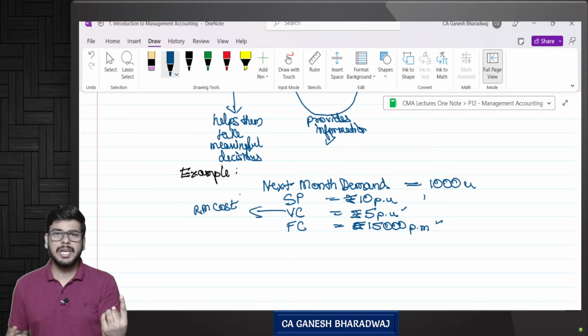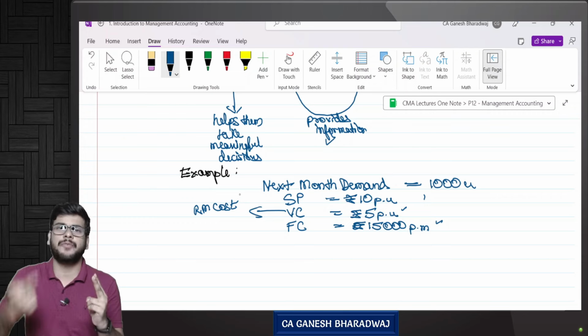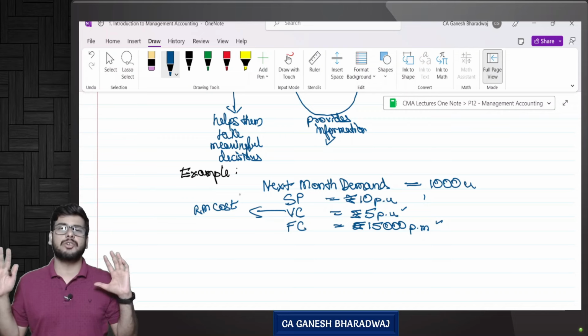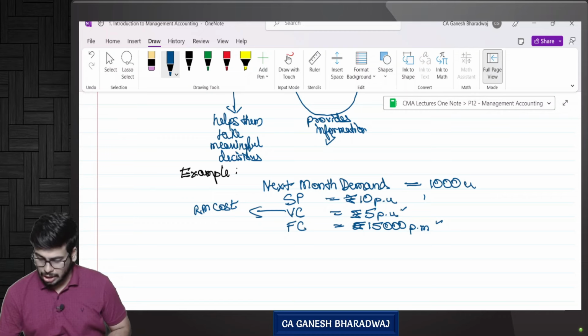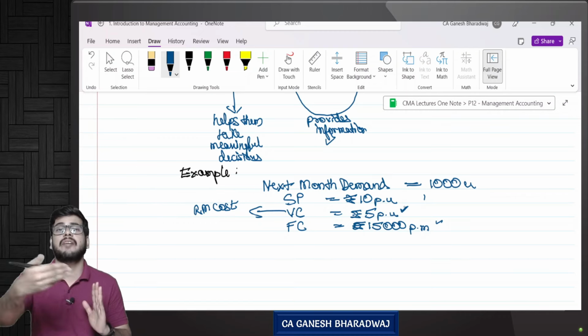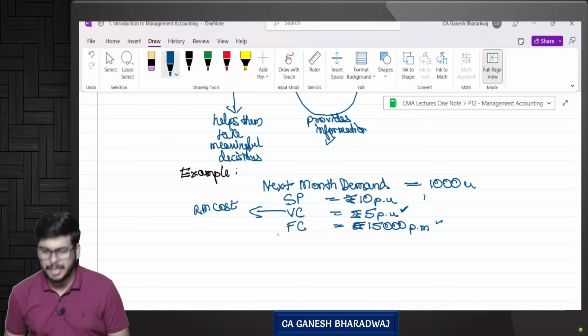If I produce one unit, I will be incurring 5 rupees of raw material cost. Suppose if I produce 2 units, then for the second unit also, one more 5 rupees will be incurred. Correct? So 5 into 2, 10 rupees will be the total variable cost, total raw material cost. That is, the cost that varies with the level of production is called variable cost. Whereas, what do you mean by a fixed cost?